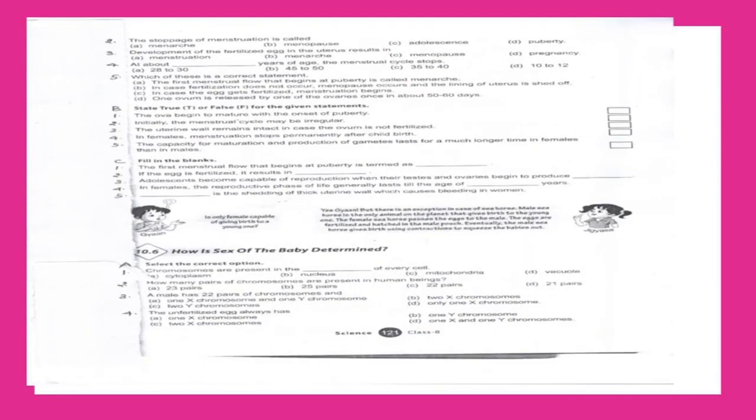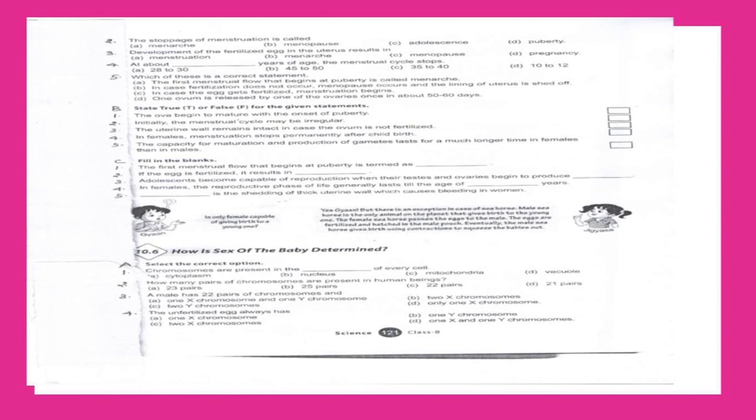Right? Then the stoppage of menstruation is called menopause. Then the development of fertilized egg in the uterus results in pregnancy. Then at about 45 to 50 years of age, the menstrual cycle stops. At about 45 to 50 years, B option.